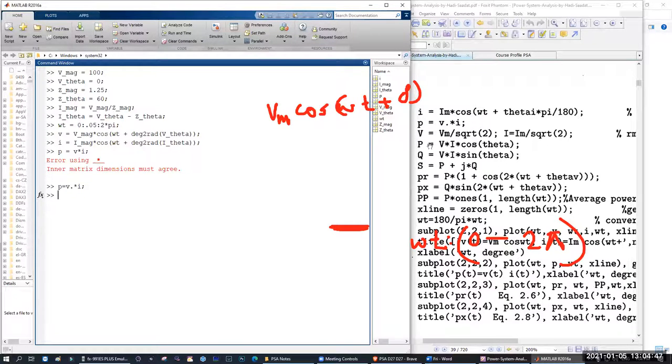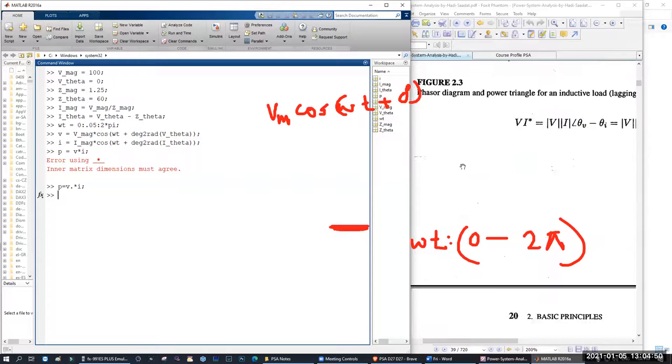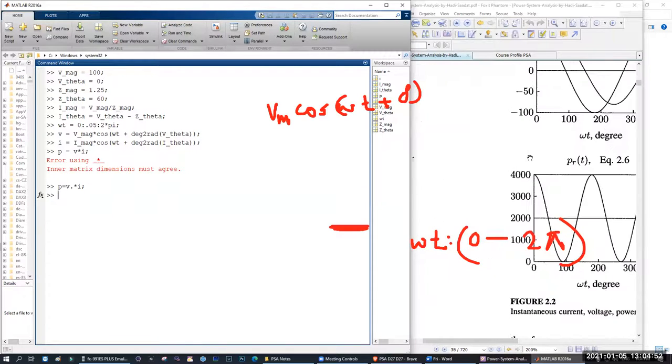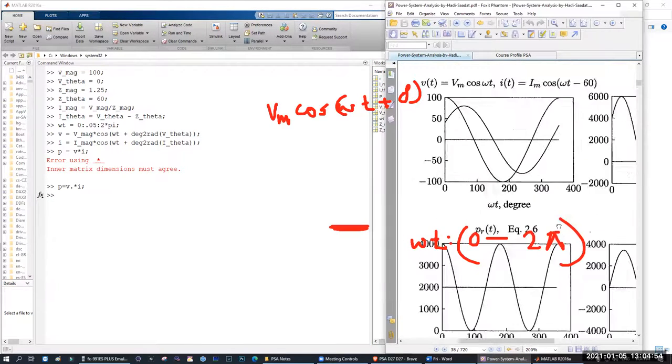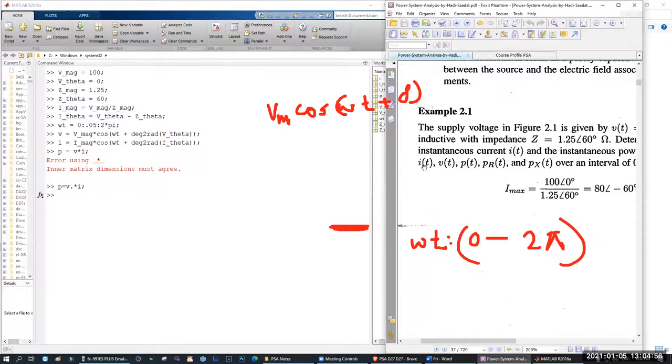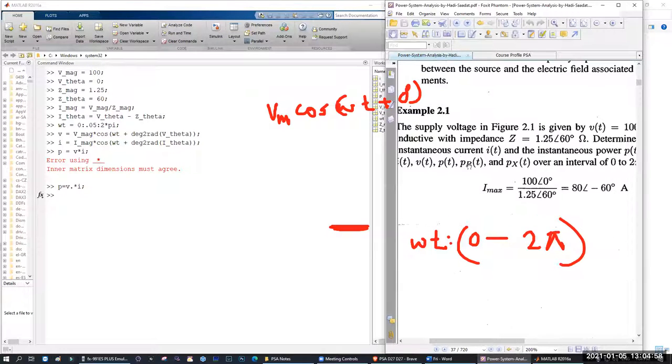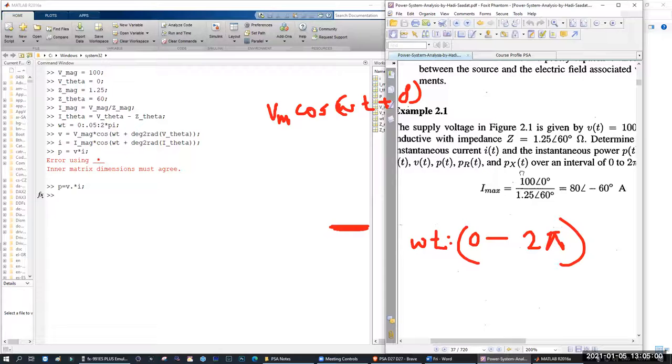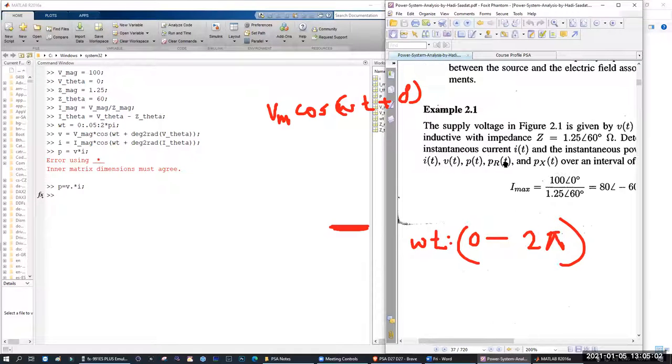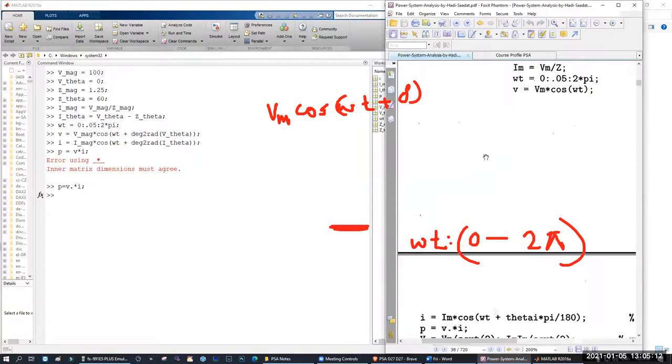Let's do P, Q and so on. Is there any P, Q? What are the things I have to draw? VT, IT, PT. Okay, fine. Then P and Q. That means Q, right? This is P and this is Q. Real power and reactive power. Yes, sir.